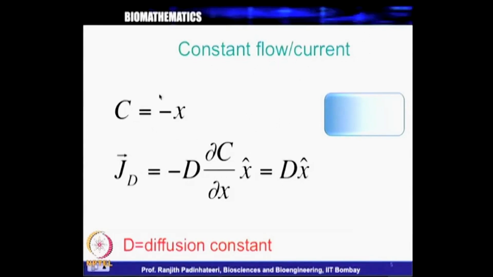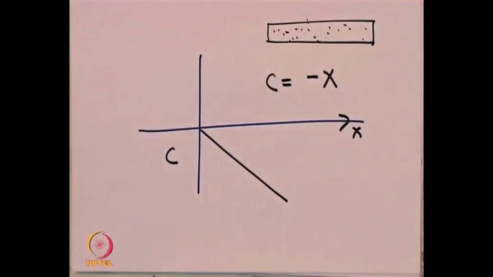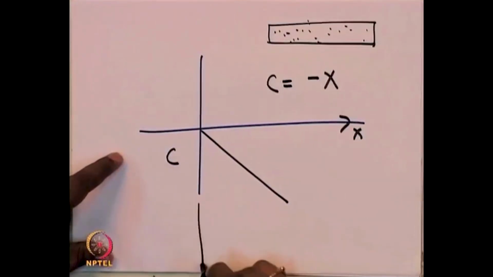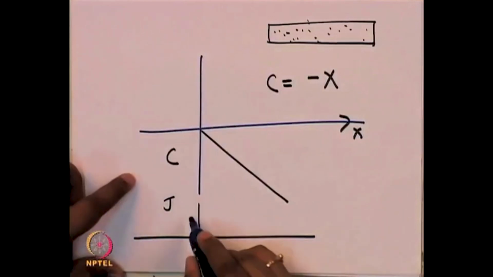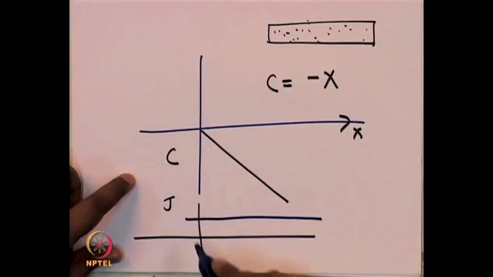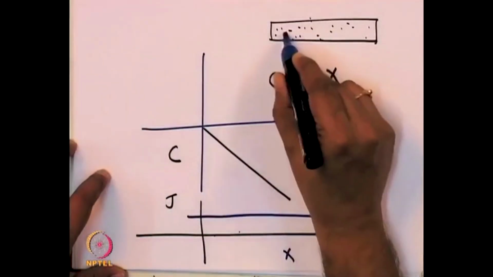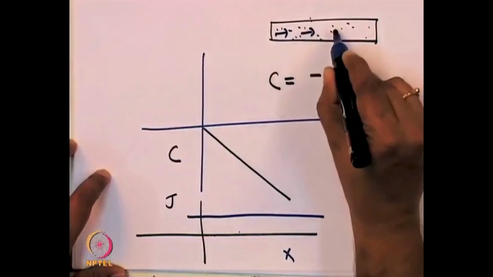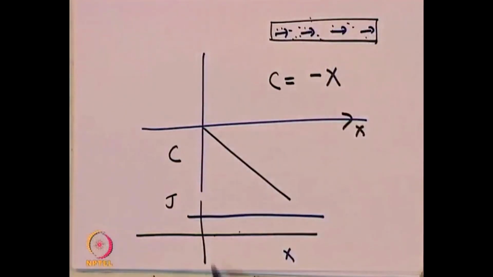That means if the concentration decreases linearly along X, and you plot J as a function of X, J will be just a constant. So J here, here, here, everywhere. The flow here will be the same as the flow here, the same as the flow here, the same as the flow here. This is what it means. So J will be a constant, and this constant will be D.